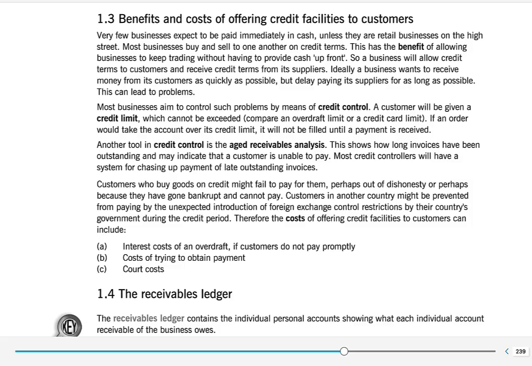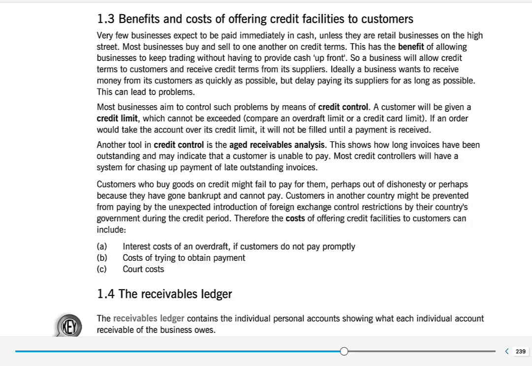Tool 1, credit limit. A credit limit is the maximum amount a customer is allowed to owe at one time. If a customer tries to place an order that would take them above the limit, the business should not allow the order to go through unless special approval is given. This protects the business from one customer building up a large unpaid balance.